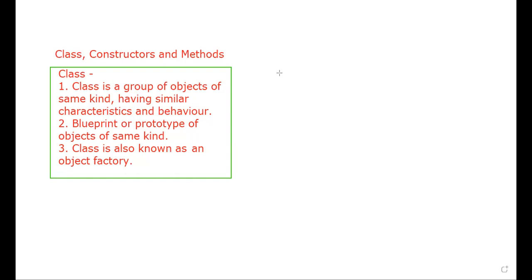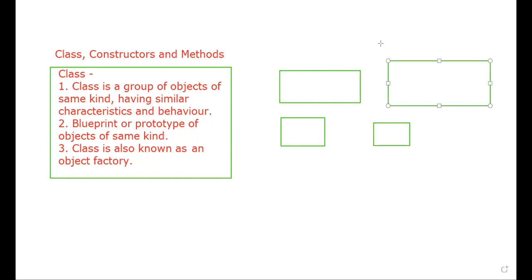I can design a rectangle of any size. This is one rectangle, this is another rectangle, this is a third rectangle, this is a fourth rectangle. These are object 1, object 2, object 3, object 4, all rectangles. Once you know class rectangle, for example, I'll write here the syntax and then the example.